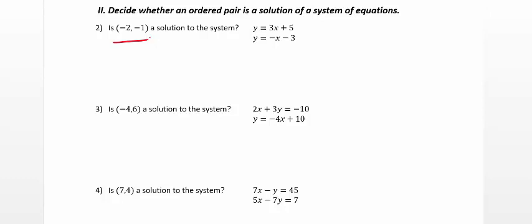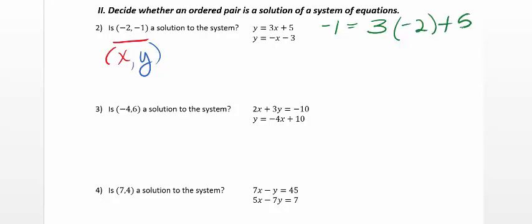When we plug in x and y, we need to have a true statement. So we're going to let negative 2 be our x, and negative 1 be our y, and we're going to substitute those values in and see if we get a true statement. So we have y equals, well, instead of y, we're going to put a negative 1, 3 times, and instead of x, we're going to plug in negative 2 plus 5. And we want to know, is this a true statement?